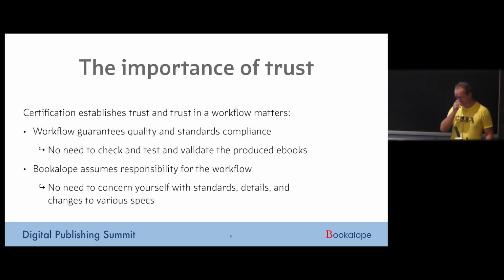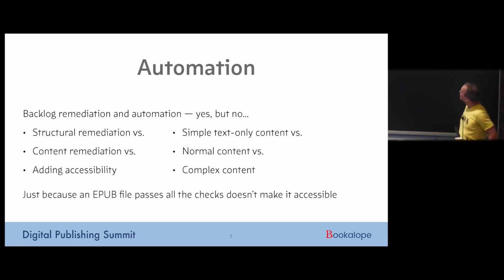And so, last slide, I want to talk a little bit about automation, because it's becoming a big deal with the European Accessibility Act, with backlogs that publishers have. Backlog remediation and automation are two very interesting terms. And my response usually to that is, yes, it can be done, but not really. And it really depends on what remediation we're talking about.